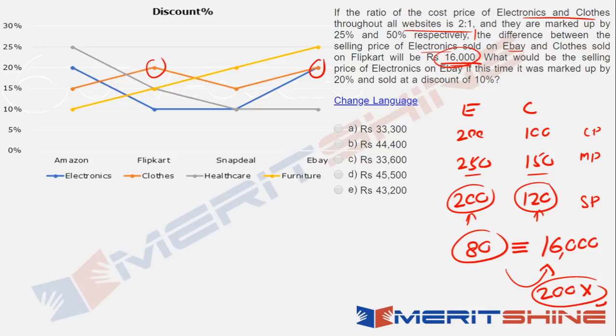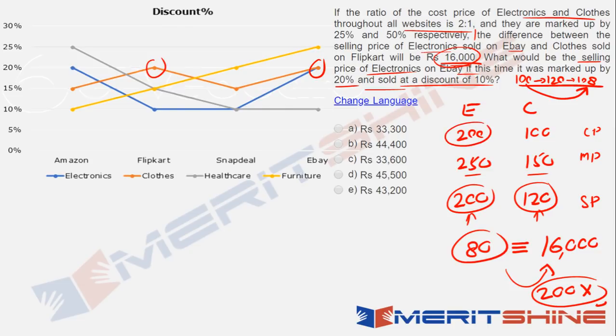Let's look at what the question says. What would be the selling price of electronics on eBay if this time it was marked up by 20% and sold at a discount of 10%? Markup by 20%, how do you do it directly? Markup of 20%, from 100 the thing goes to 120, if you have to think directly. Discount of 10% from 120 to 108. So basically this operation boils down to up by 8%.